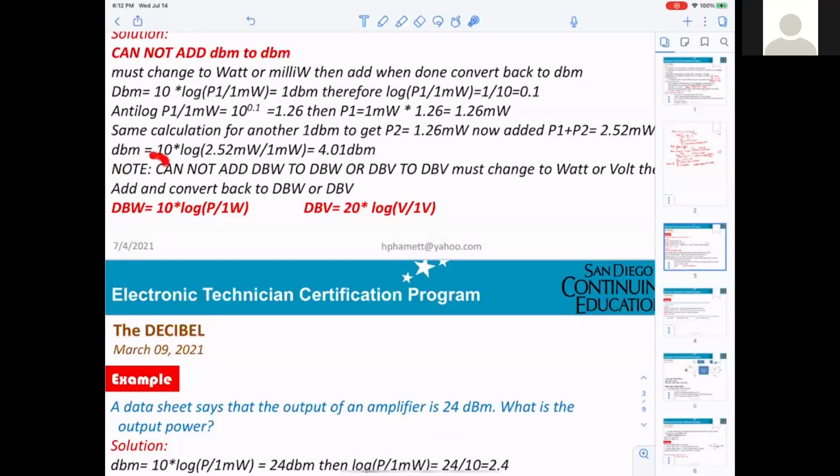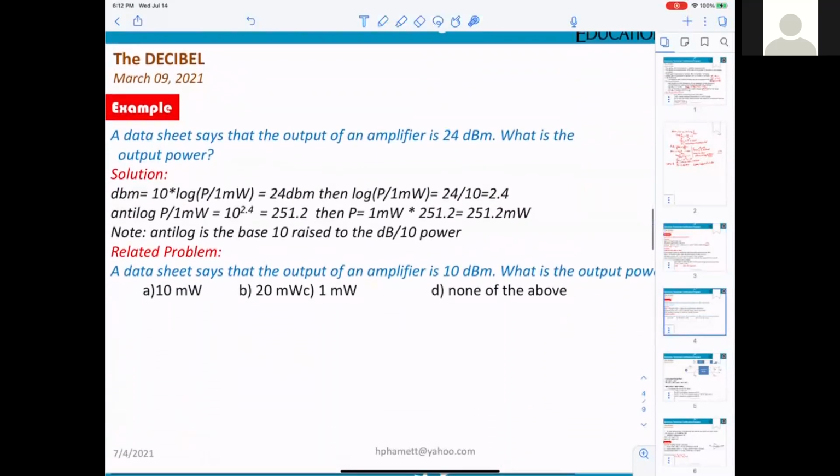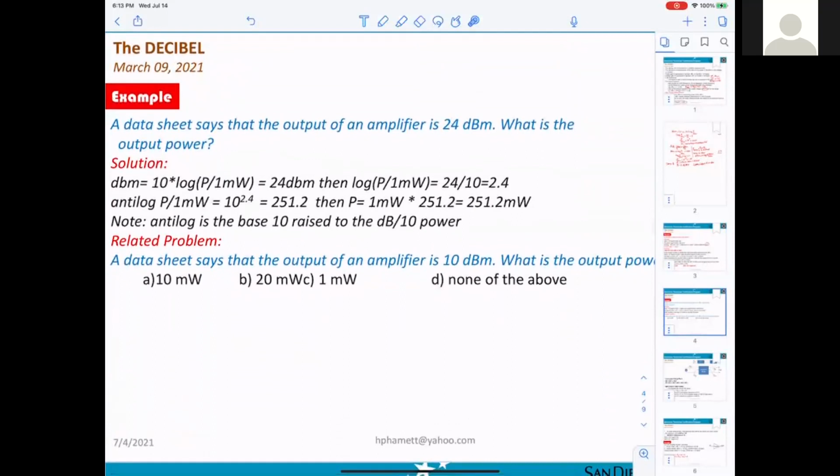Also, cannot add dB watt to dB watt, or dB volt to dB volt. Must be changed to watt or volt, add, and convert it back to dB watt or dB volt. Same way. Okay. And this example we already done.